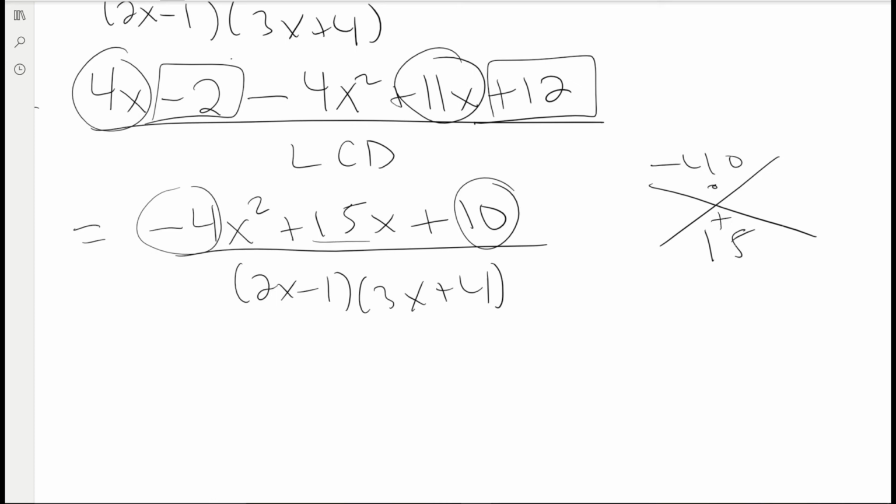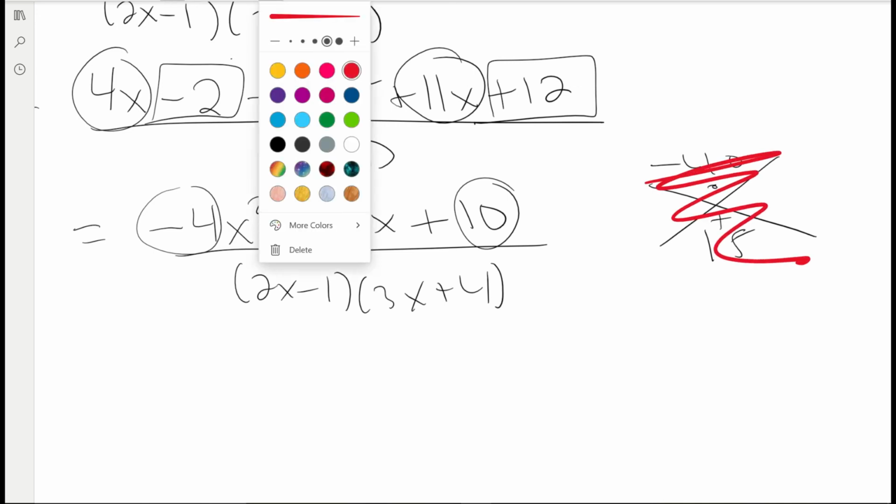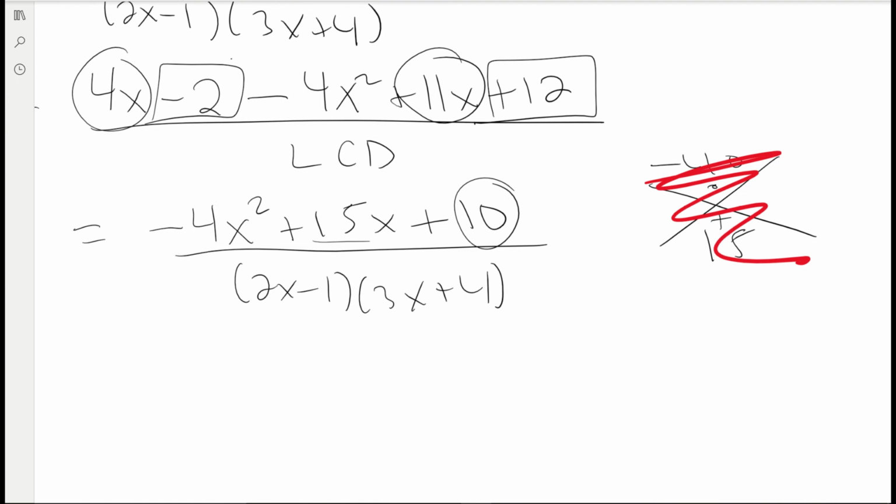So 2 and 20 is not going to work here. 1 and 40 is definitely not going to work here either, even if they were negative. 4 and 10 is not going to work, although that's very close. 5 and 8 is not going to work, although that'll also be very close. And that should be it. So there are no other factors. So this does not factor at all. So we're going to ignore it and call this the final result.